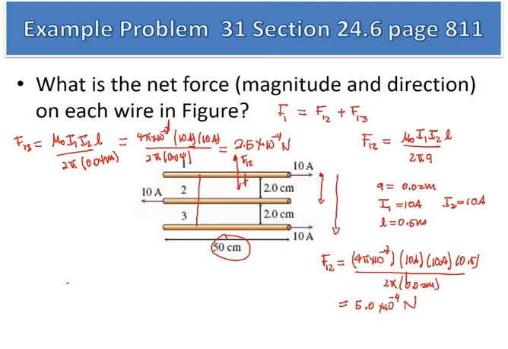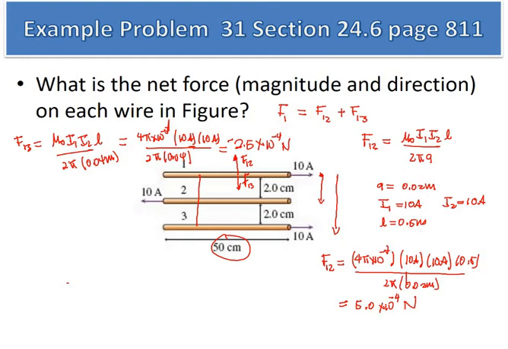But this is F13. In terms of magnitude, you can see F12 is bigger because the distance is shorter. You divide by a small number, you will get a bigger quantity. If you divide by a bigger number, you will get a smaller quantity. This one is going to be positive, but this one is going to be negative because of direction.